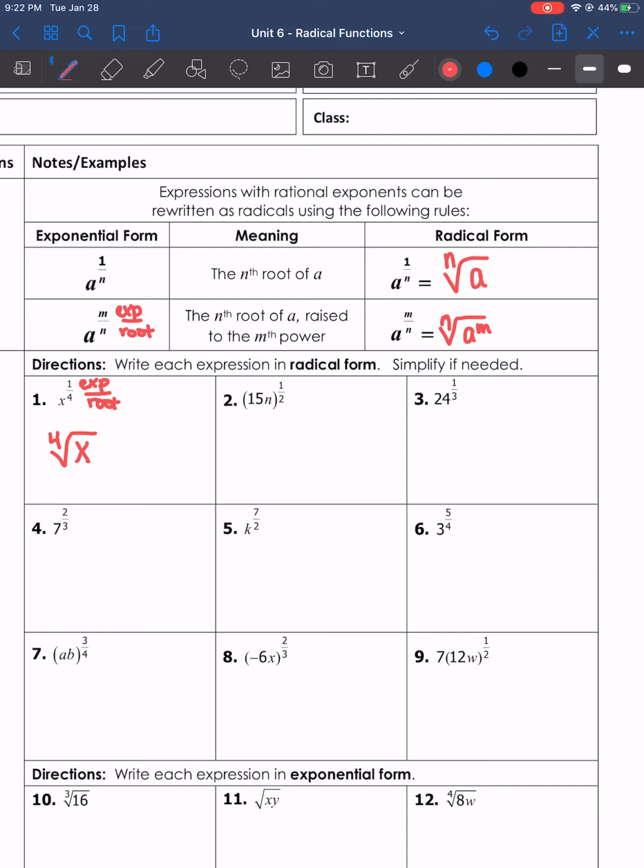3, I have 24 to the 1/3 power. So that means exponent divided by root. So I have the cube root of 24. And 24 does simplify. 24 breaks into 8 and 3, and 8 is a perfect cube, which is 2. So I have 2 cube roots of 3. And you would need to show this here to get full credit.